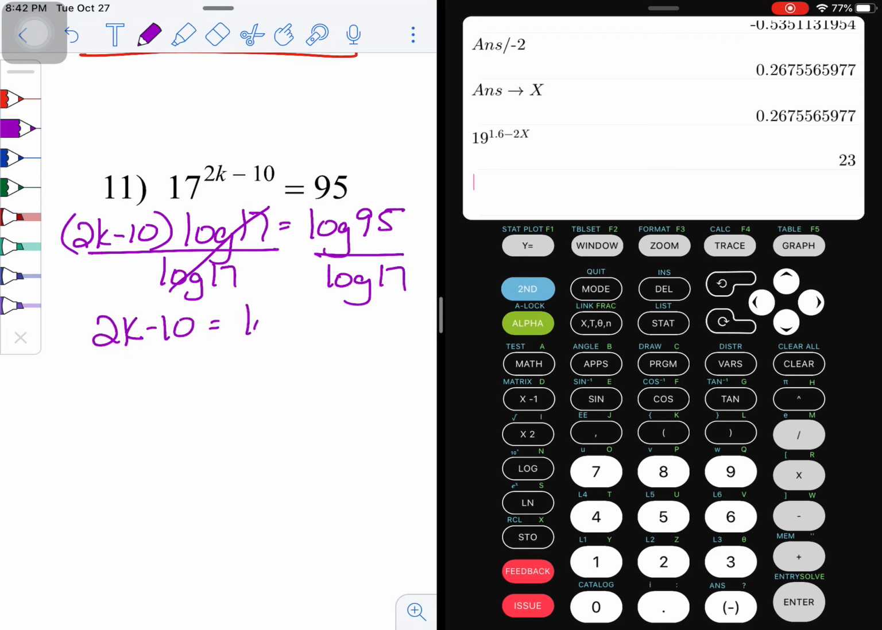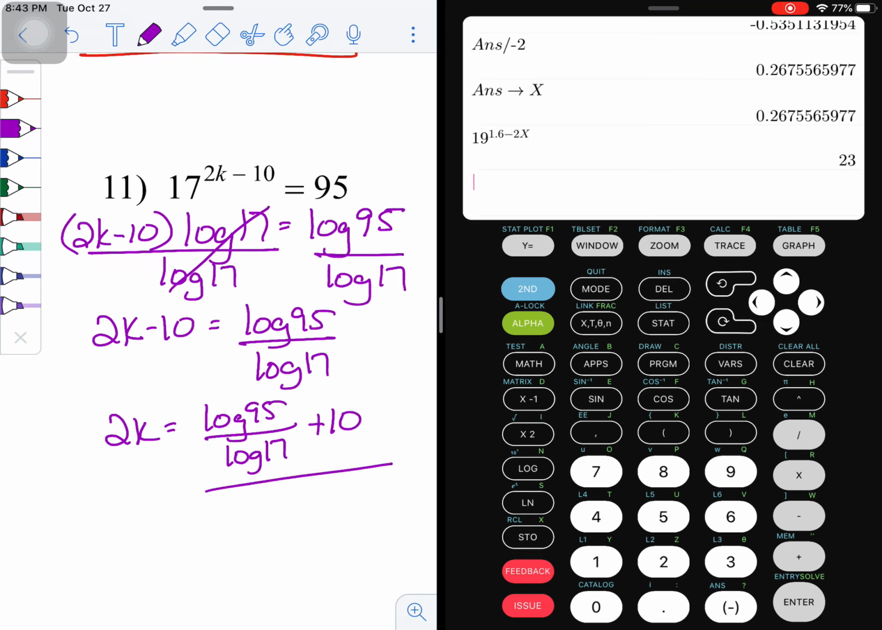So those go. So 2k minus 10 is equal to log of 95 over log of 17. I'm going to add 10 to both sides. So log of 95 over log of 17. I'm going to add 10 and then divide both sides by 2. Now, if you absolutely can put this into your calculator in one shot, do it if you want to. All right. So log of 95 divided by log of 17 plus 10, and then all of that divided by 2. Probably should have a parentheses here to close that up.